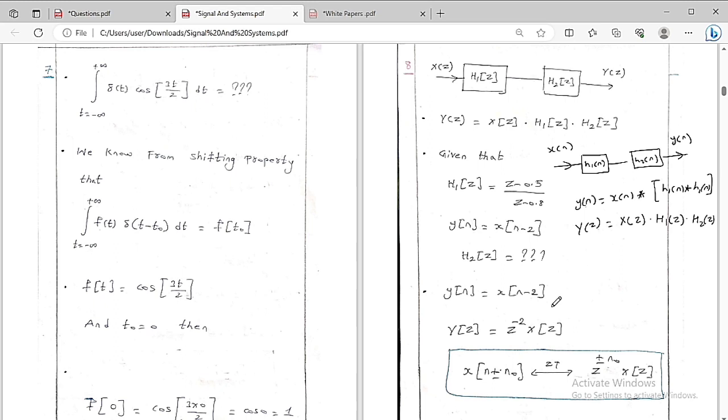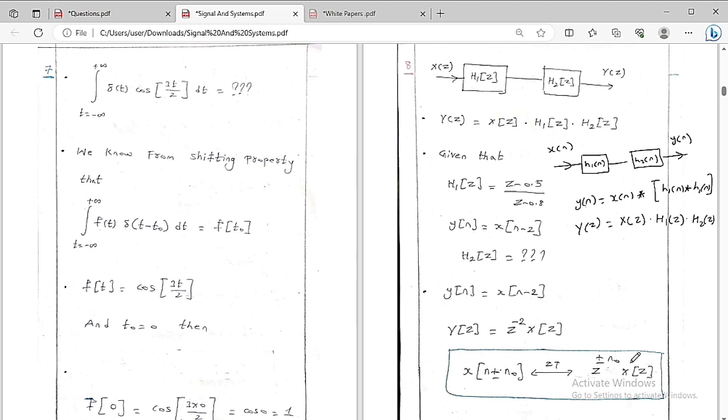So y of n is equal to x of n minus 2. Apply the z transform on both sides, then we get y of z is equal to z to the power of minus 2 into x of z. So you know the basic formula: the z transform of x of n plus or minus n naught is z to the power of plus or minus n naught into x of z. Here plus means plus, here minus means minus. This is a basic formula that you have to keep in mind in the z transform.